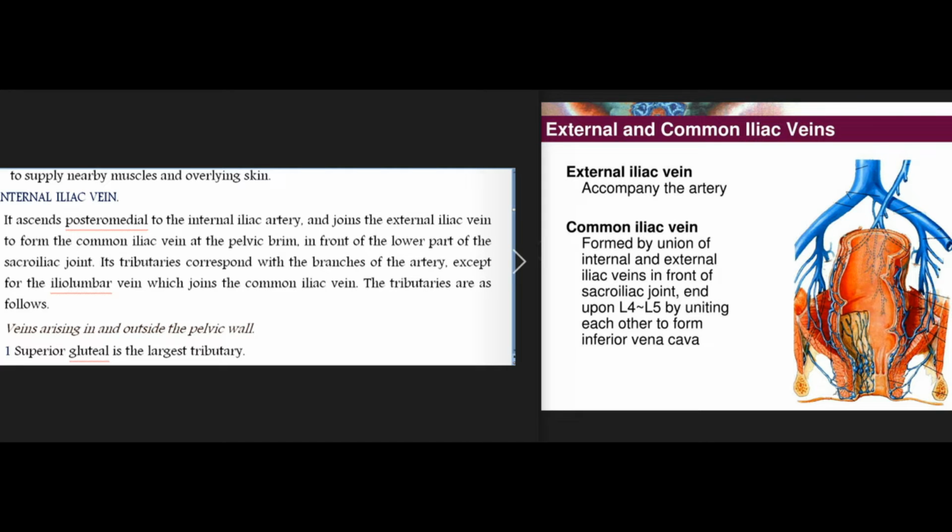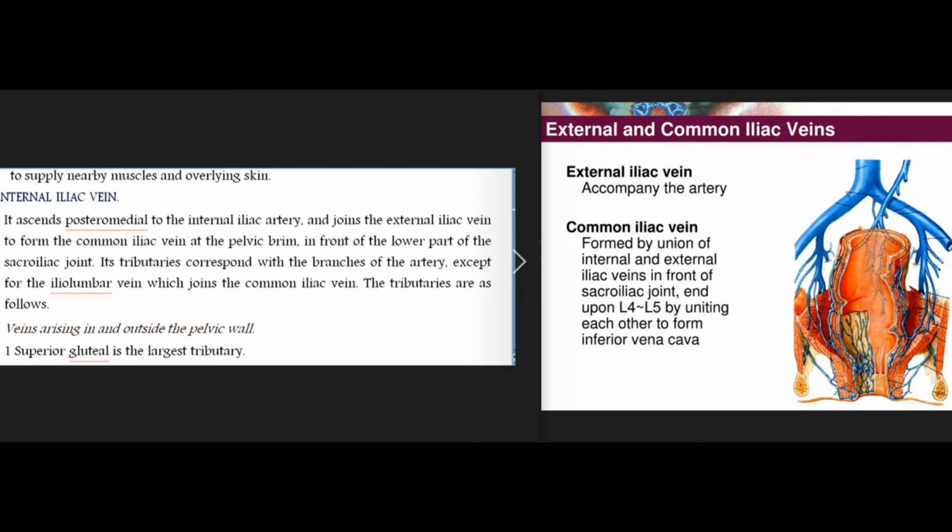Internal iliac vein. It ascends posteromedial to the internal iliac artery, and joins the external iliac vein to form the common iliac vein at the pelvic brim, in front of the lower part of the sacroiliac joint. Its tributaries correspond with the branches of the artery, except for the iliolumbar vein which joins the common iliac vein.